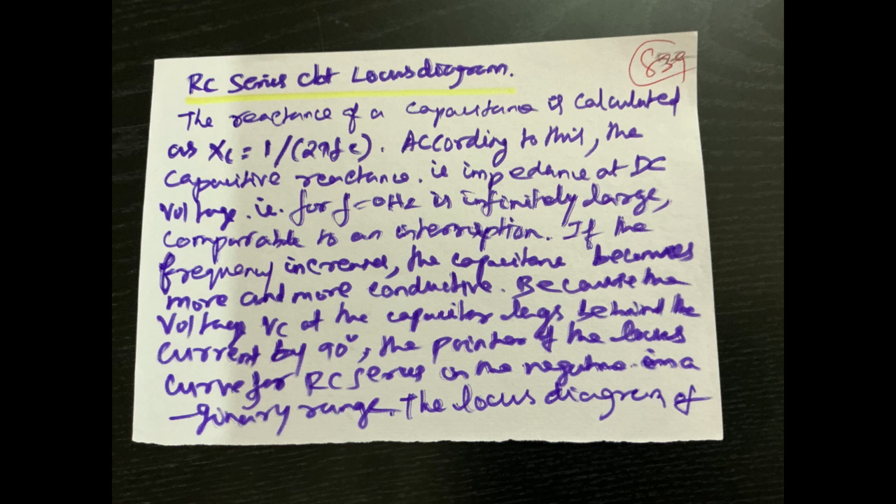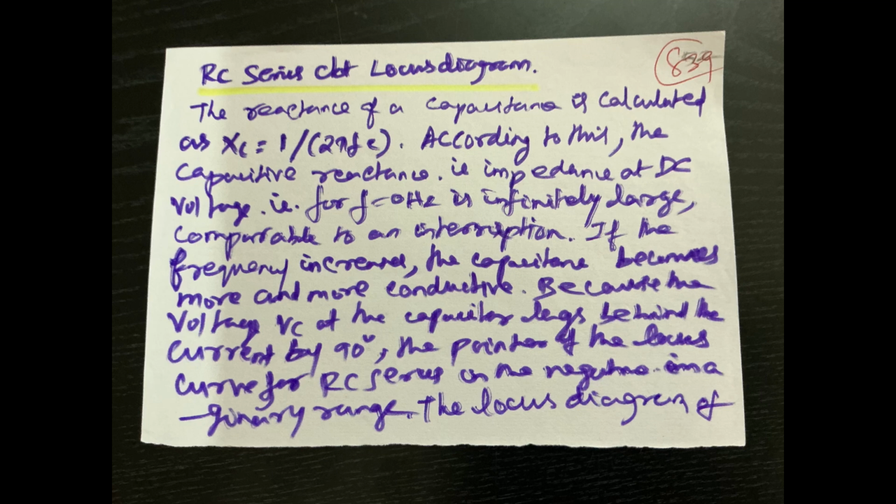The reactance of a capacitance is calculated as Xc is 1 divided by 2 pi Fc. According to this, the capacitor reactance, that is the impedance at DC voltage where F is 0, is infinitely large, comparable to an interruption. If the frequency increases, the capacitance becomes more and more conductive, because the voltage VC at the capacitor lags behind the current by 90 degrees. The pointer of the locus curve for the RC series circuit lies in the negative imaginary range.